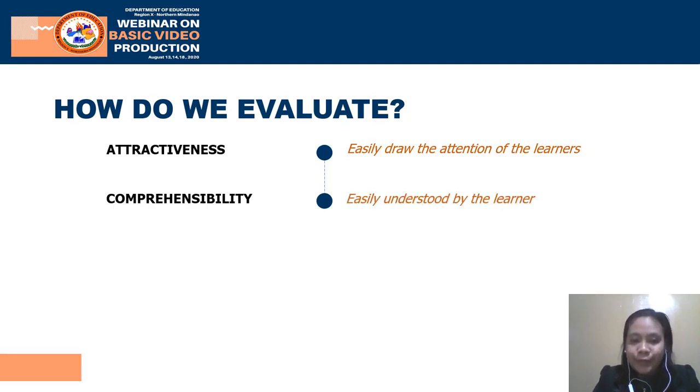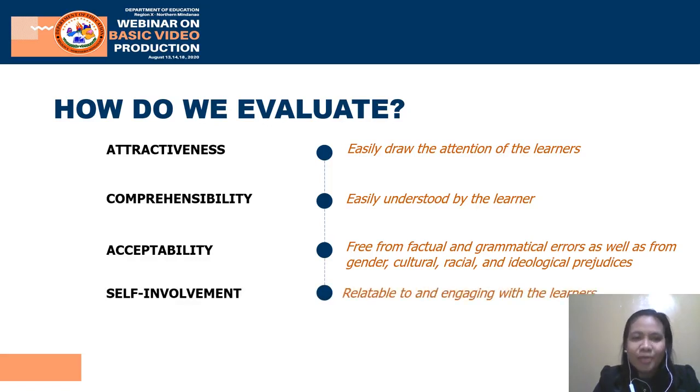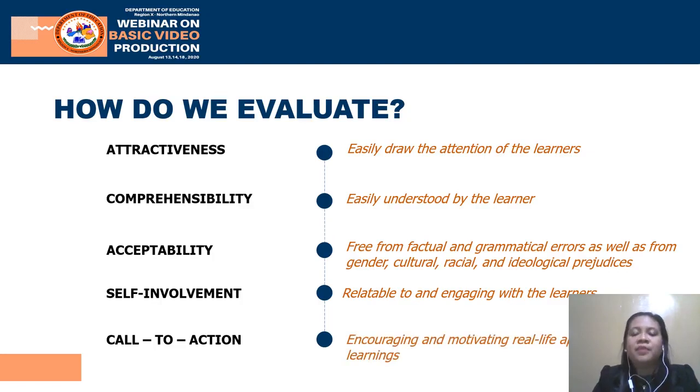Does the learner easily understand the learning resource? And then, of course, acceptability. Is it free from factual and grammatical errors as well as from gender, cultural, racial, and ideological prejudices? Does it have self-involvement? Is it relatable to and engaging with the learners? And the last but not the least is call to action. Is it encouraging and motivating real life application of the learnings that our learners learn from our lessons?